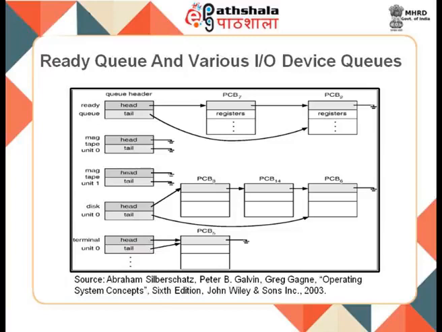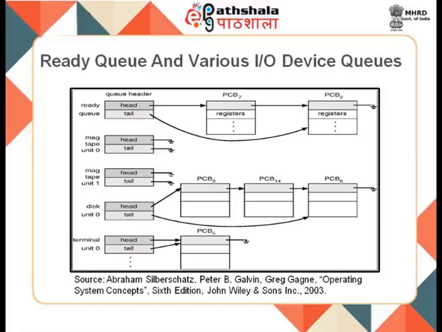So, this diagram shows how the process moves. You have the ready queue, there is a header and there are PCB 7 and PCB 2 in this ready queue, which means there are process 7 and 2 in this ready queue. There is a head that points to the first process in the queue and the tail that points to the last process in the queue, and each process has got a pointer to the next process in the queue. And this is a queue corresponding to a magnetic tape. This is again a queue corresponding to another magnetic tape. This is a queue corresponding to a disk. This is a queue corresponding to another terminal unit and so on.